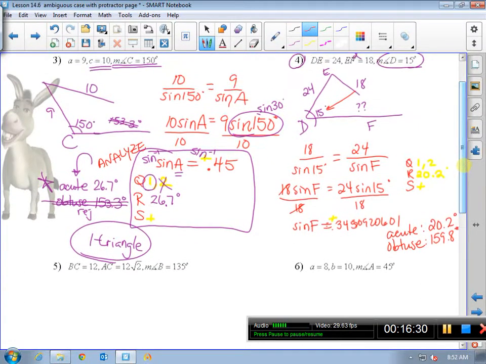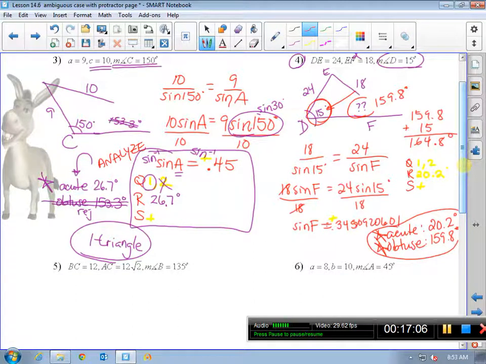Go back to the picture. We're trying to figure out, with a 15, can I have 20.2 degrees? And yes, that's a good answer. Now the obtuse possibility, 159.8. So we would add 159.8 to our given 15, and I get 164 degrees. That means the obtuse is another possibility.